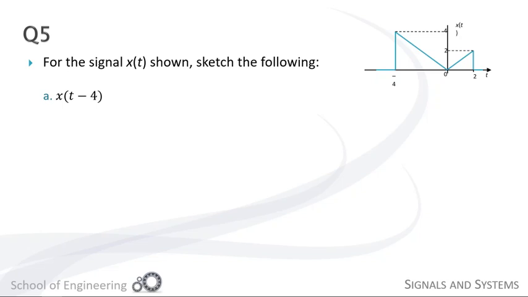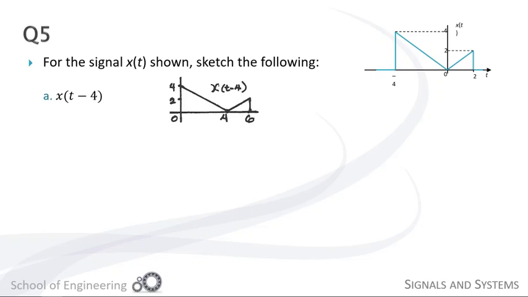We say t minus 4. In other words, the whole thing gets shifted to the right by 4. So what was at minus 4 ends up at 0. What was at 0 ends up at 4. What was at 2 will end up at 6. It's just delayed by 4. So for this signal, if you know those 3 important points, you can just draw it.